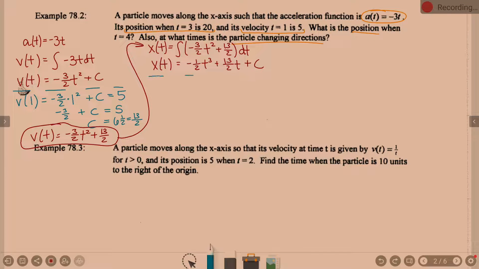And c is not just 20, is it? Okay, we're past that easy step. So position when t equals 3 is 20. So I know x of 3 is 20. So negative 1/2 times 3 cubed plus 13/2 times 3 plus c, and that's going to equal 20.